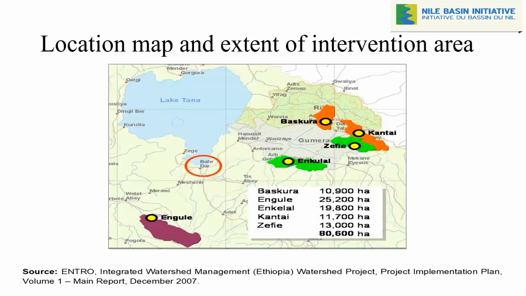So this is a location map of the project, and it was implemented, as I've said, in the Eastern Nile, in Tanabeles. So these sites are the sites which were identified to implement this project. Identification of these sites really involved the community at grassroots level and different expertise and decision makers from federal up to the grassroots level. So overall, about 80,600 hectares of land was covered by this intervention.